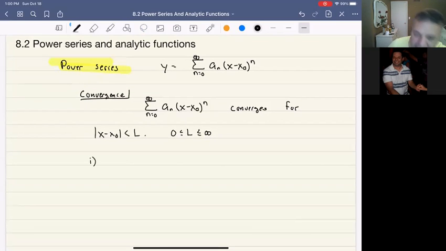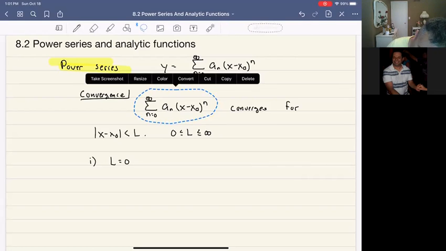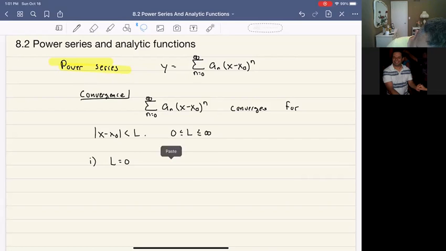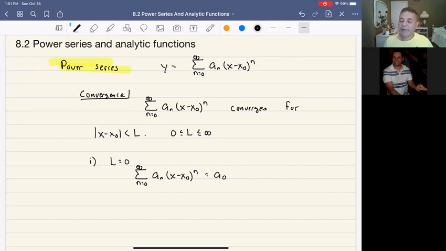So first case, L equals 0. That means that our sum is actually going to end up just being equal to a sub 0, okay? Why? Because every other term is going to be 0, okay? When n is 0, this is 1. However, for every other case, then this is going to be 0. So this means that this is where the series converges just at x equals x0.